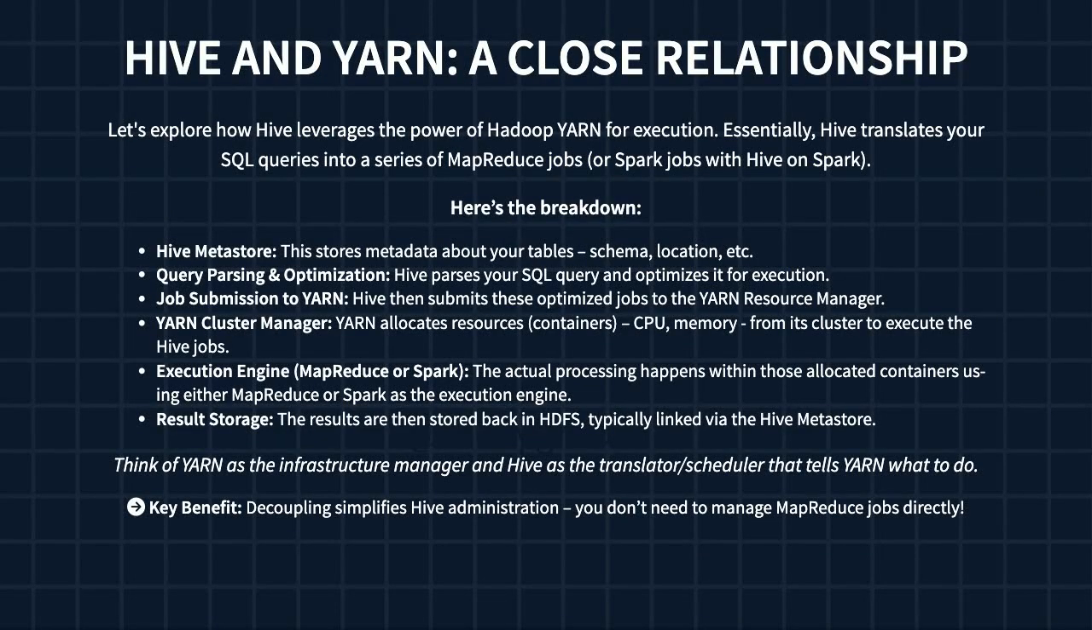Okay, so let's talk about how Hive and Yarn work together. Imagine you write a SQL query in Hive. First, Hive checks its metastore for the table details. Then it breaks down that query into smaller pieces. These are often MapReduce jobs, or if you're using Hive on Spark, they might be Spark jobs. Hive then hands those optimized instructions over to Yarn, which is like the traffic controller of your Hadoop cluster. Yarn figures out where to put them, what machines need resources, and allocates containers for them to run. The actual processing happens inside those containers, and finally, the results are stored back in HDFS, all thanks to the Hive metastore keeping track of everything.